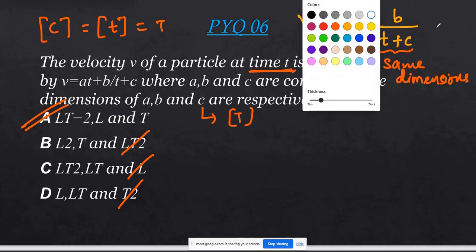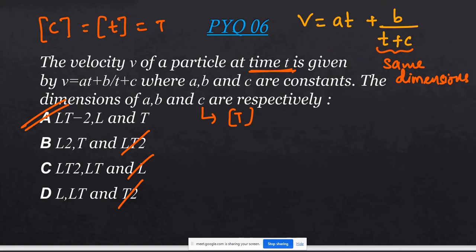Now, if you take the remaining terms, can I write the expression like at plus b by t now? Can I skip this c? Because even if you add 2 meters, 3 meters, the final unit is meters only. So t plus c, you are adding, both are having the same dimensions. So finally they will have the same unit only. So you can keep t, you can keep c, it's up to you.